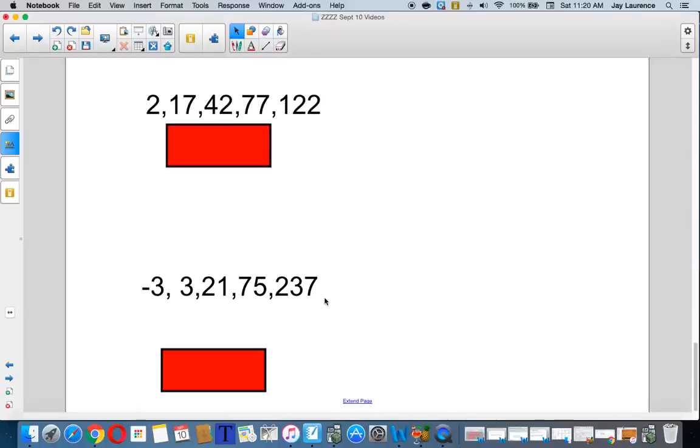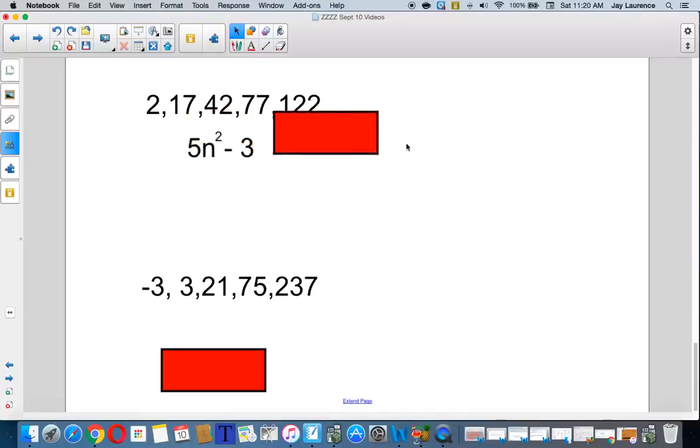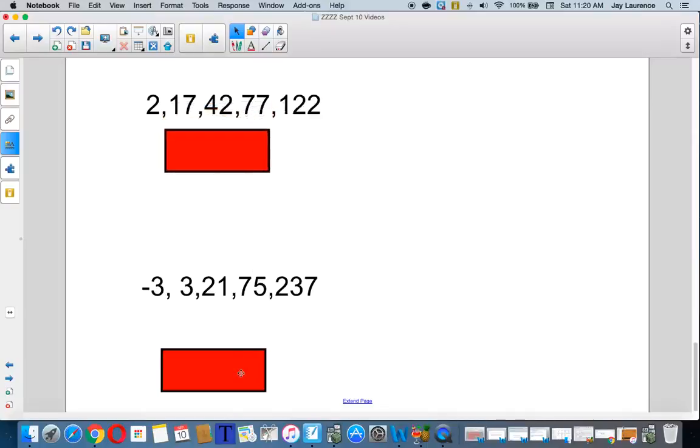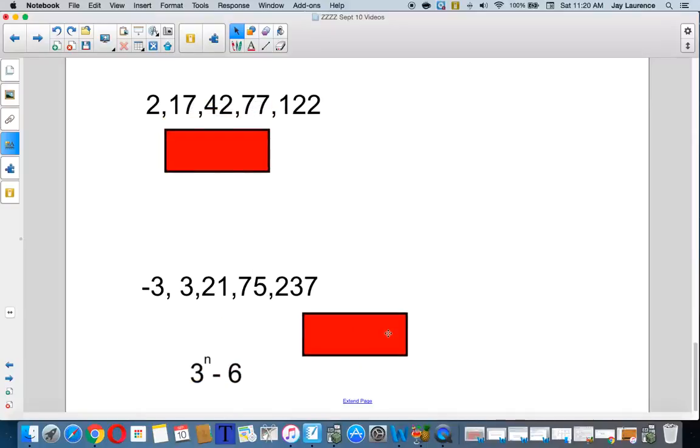Look, if you just watch, you're not going to learn anything. You have to do it. You have to do the math to learn. All right, so here comes the solution for the third one. 5n squared minus 3. And here's a solution for the last one, 3 to the power n minus 6.